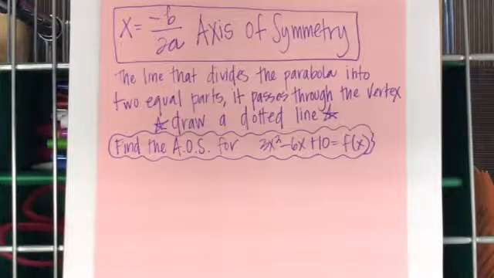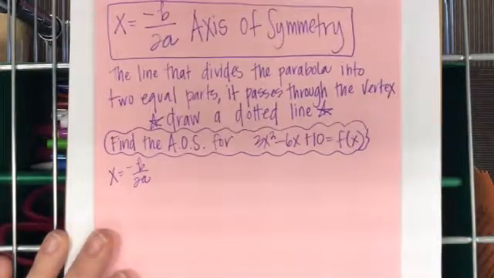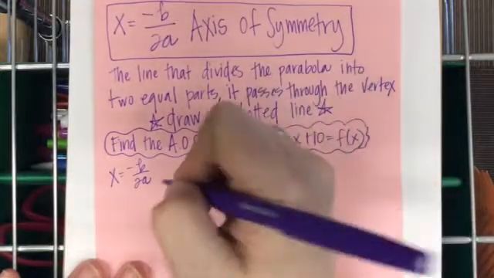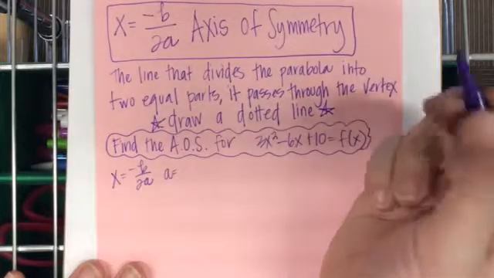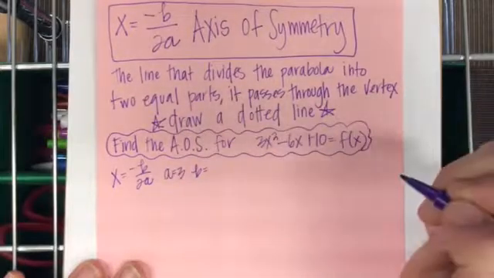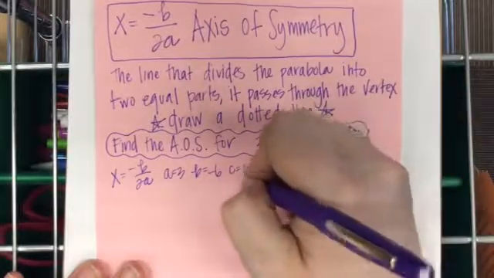You could graph it to find it, but that's a lot of work. So use the first part of vertex form: x equals negative b over 2a. In this formula, the a is what? 3. B is negative 6. And C is 10.